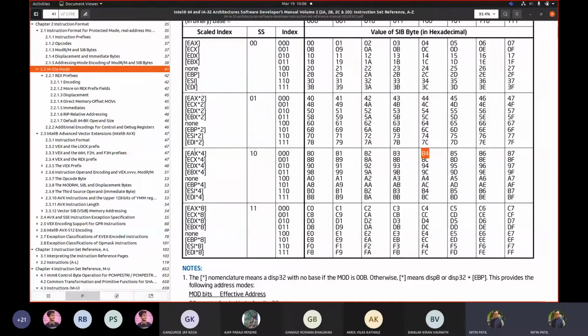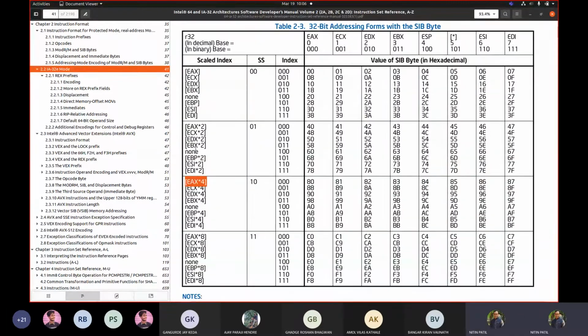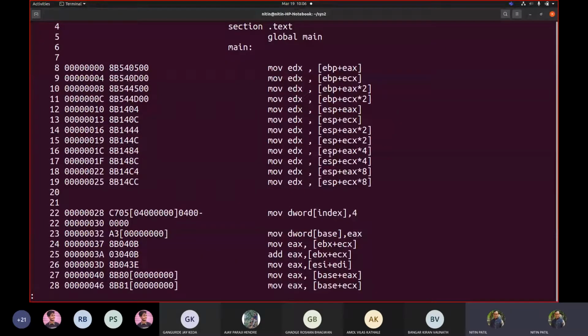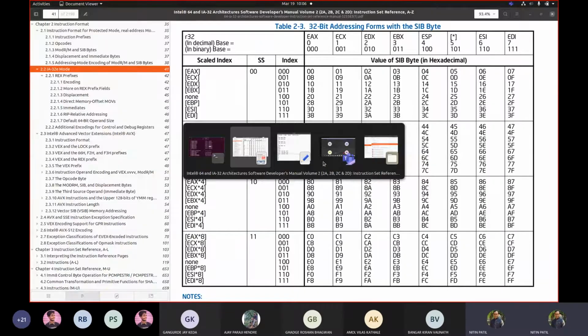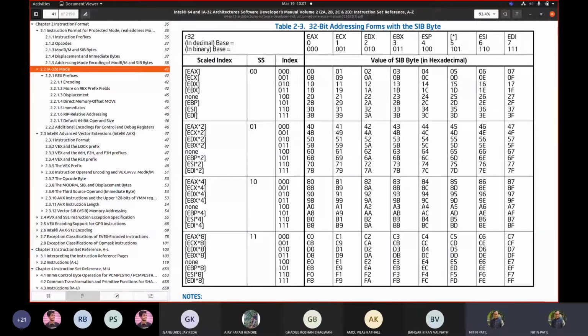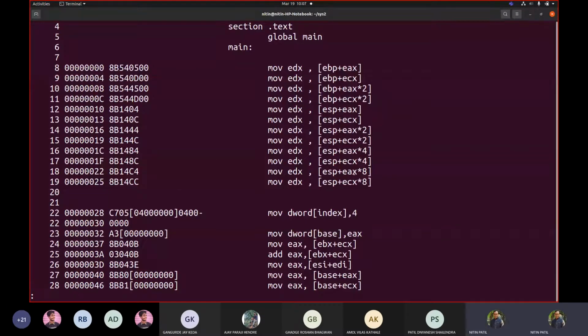84 was because of EAX multiplied by 4 and ESP was used. Correct. So let us see that 84: ESP was used, EAX multiplied by 4. Now in the other case, ECX multiplied by 4 and ESP should be there. That's why 8C. See here 8C, this one: ECX multiplied by 4, ESP. Now for C4, EAX multiplied by 8 and ESP. We got this.